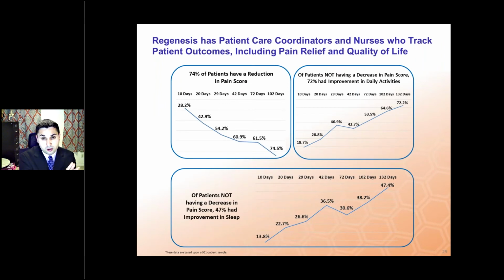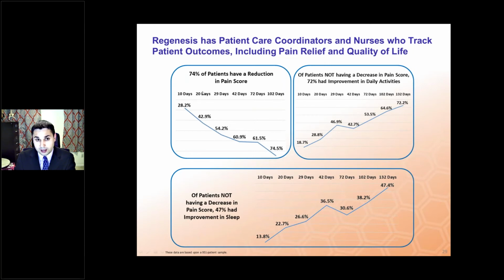And then, there's data that was provided to me by Regenesis, which helps manufacture the Provent, pulling from their own internal data. They have patient care coordinators and nurses who track these outcomes, including pain relief and quality of life. And when they were analyzing the data, 74% of their internal data is showing that patients were having reduced pain scores.